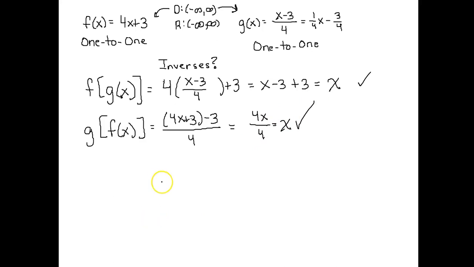And that works out too. So yes, these one-to-one functions are inverses of each other. If you had done the composition and not gotten x, then you would know they're not inverses of each other. And that's how you can tell.